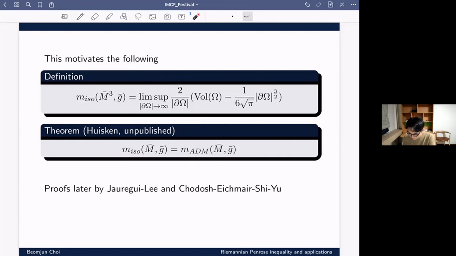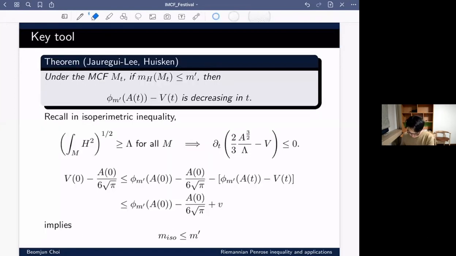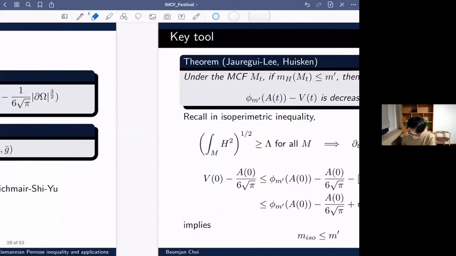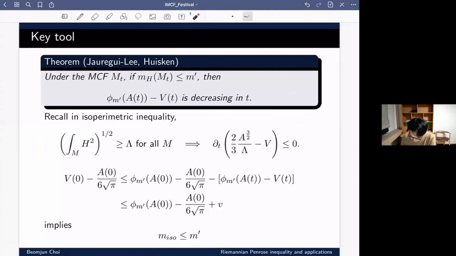But later, a rigorous proof was given by these two people, and later these four people gave different methods and showed the same theorem. So I think they are both good references. Okay, the proof of this theorem relies on this key observation here.